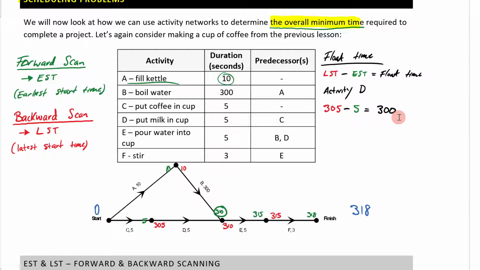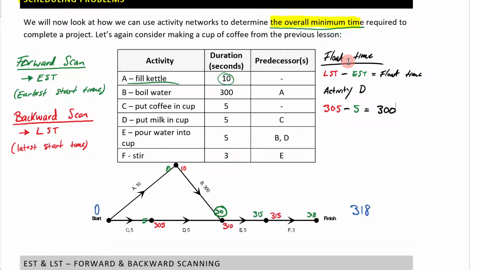And what this means is that we can start anywhere between 5 and 305 seconds for activity D without impacting the overall completion time for the project. So for example, after we've completed activity C, we could delay starting activity D for up to 300 seconds, and we're still going to make sure that we hit this vertex at 310 seconds. That's the idea of the float time.